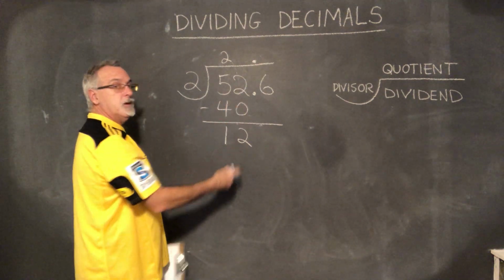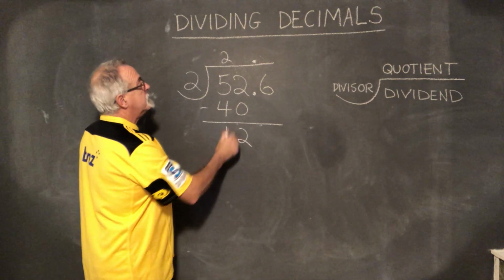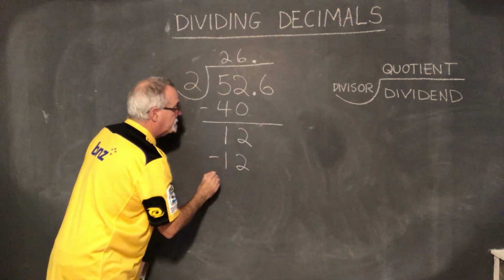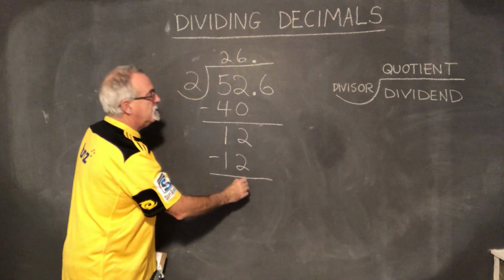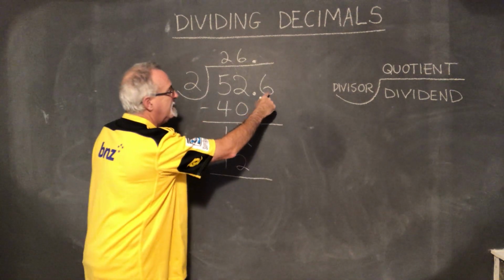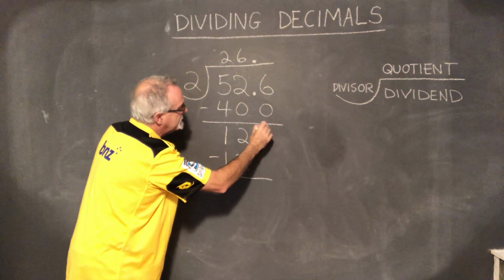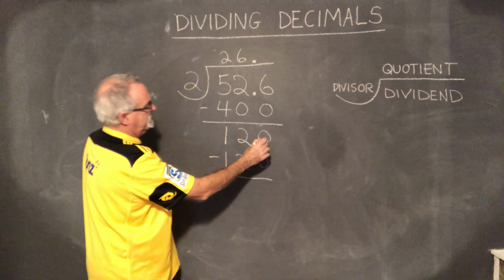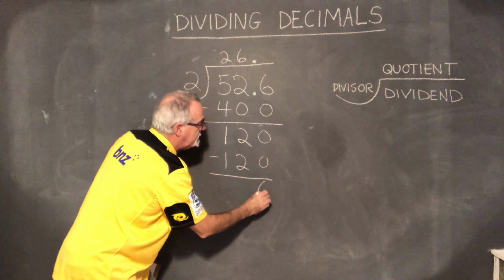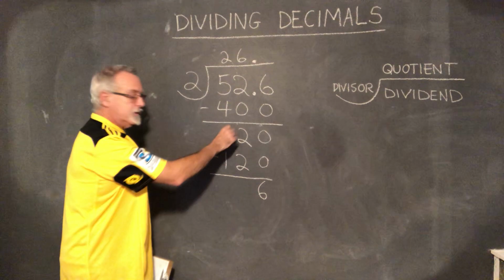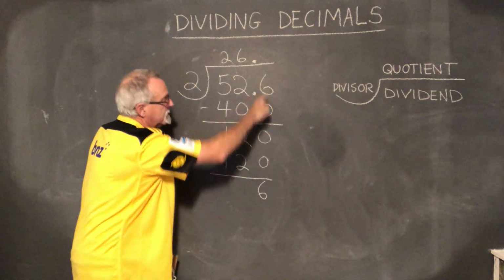And now does 2 fit into 12? Yes. 2 fits into 12 6 times. 2 times 6 is 12. I'm subtracting. I'm getting a 0, or am I? No, I'm not, because I have this. If I show some placeholders, this 6 is still here. But the 1s cancel, the 2s cancel, so the 6 is still there.